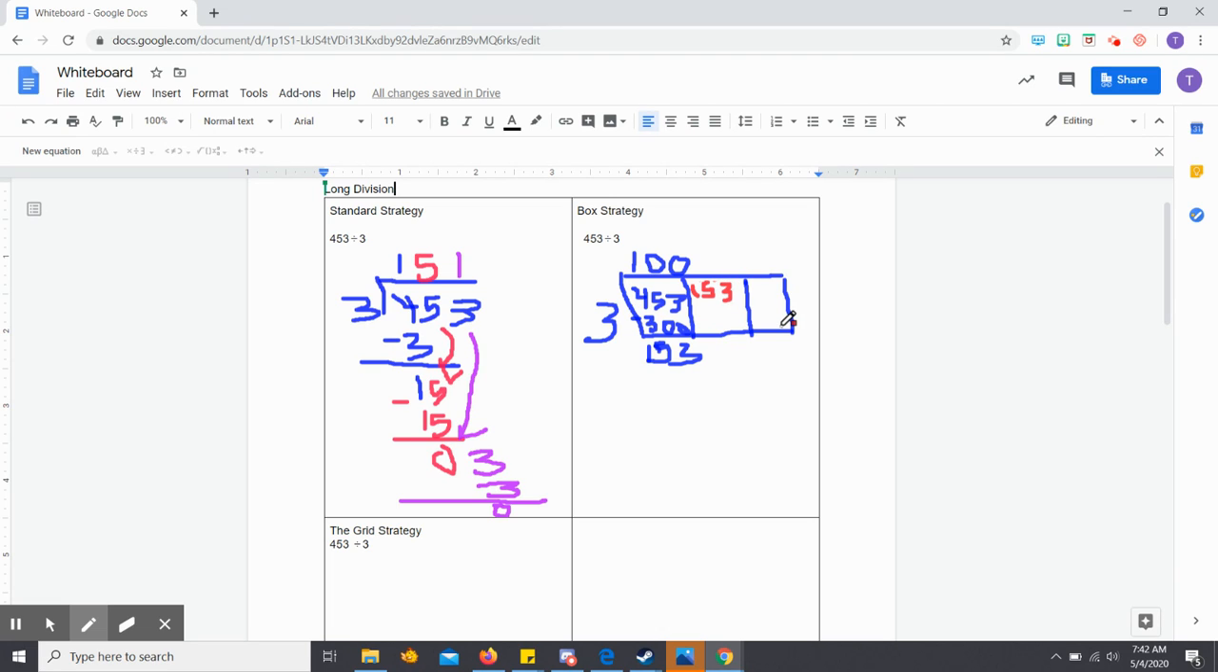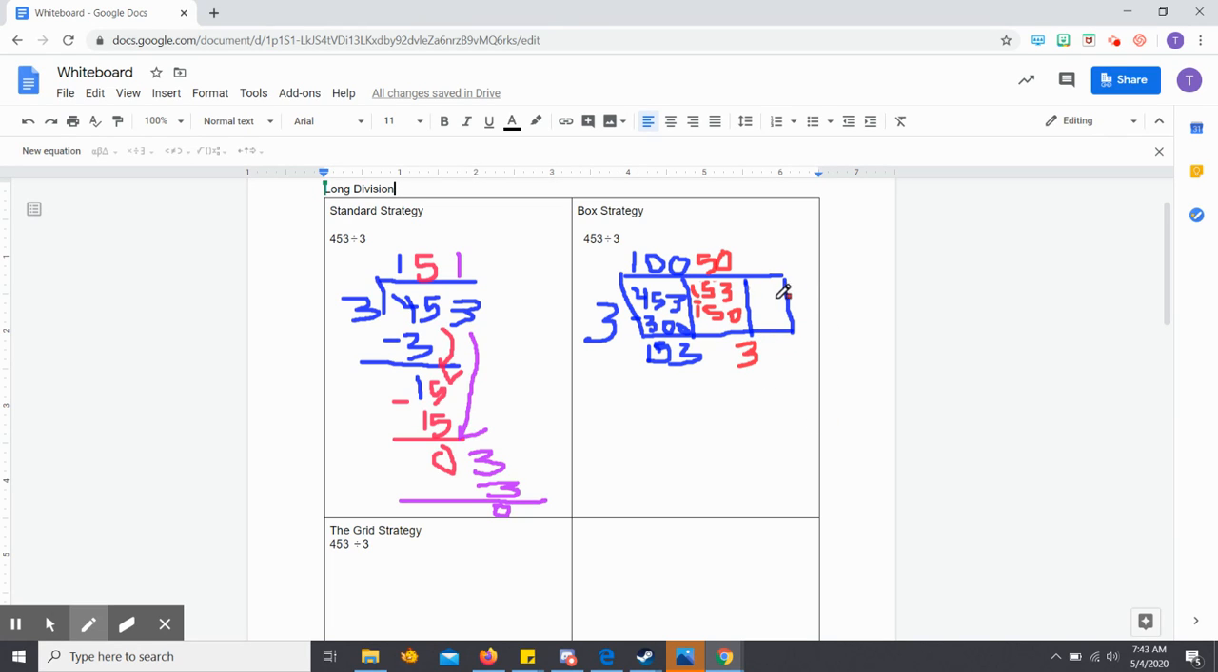All right, so this is what my math brain is thinking. I know 3 times 5 is 15, and I see a 15 here. But I also know that that's not really 15, that's 150. So I'm thinking, well, I could do 3 times 50, and that'll get me close to 153. So I'm going to put 50 over here. So 50 times 3 is 150. And that's really close to 153. So that's good. And then I subtract them, and I am left with 3.